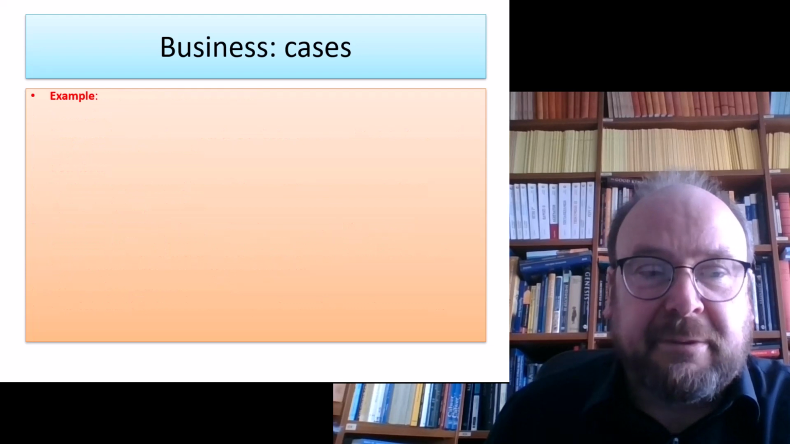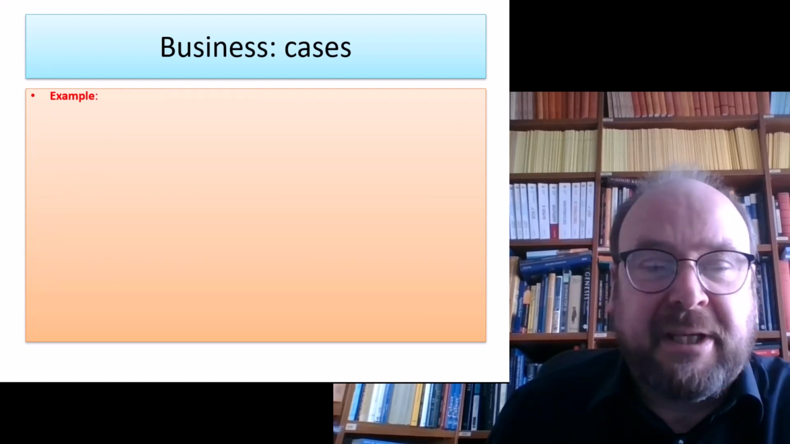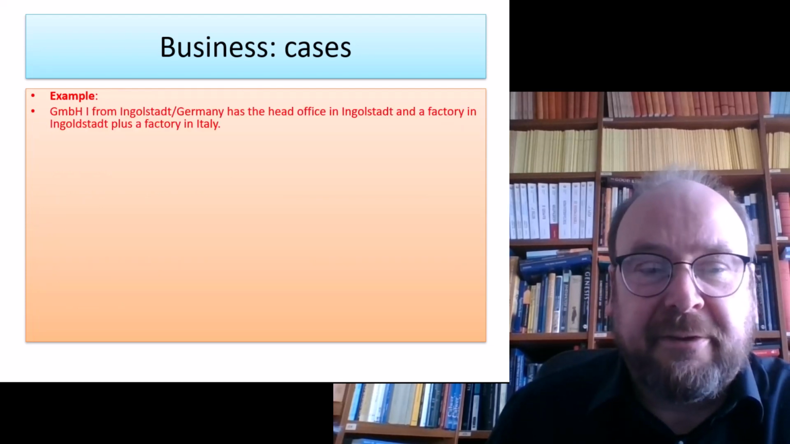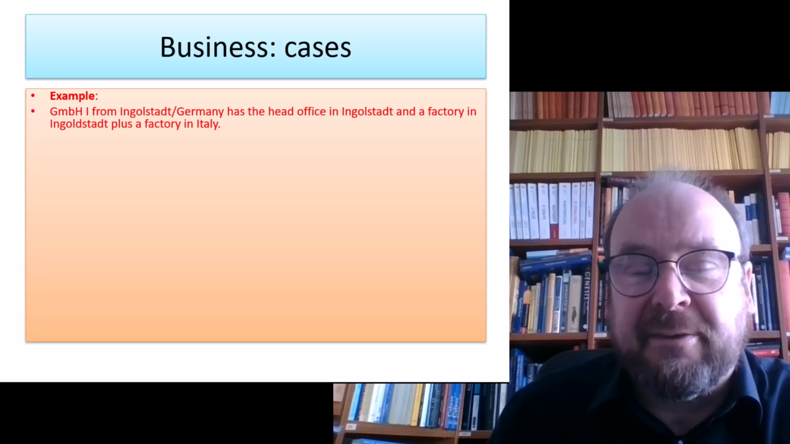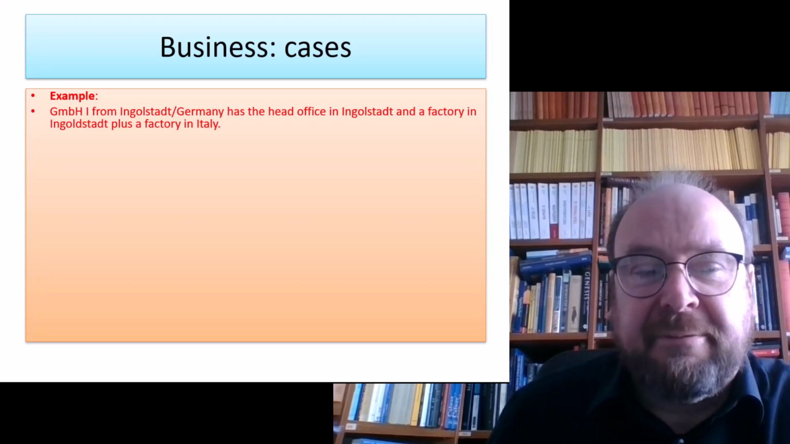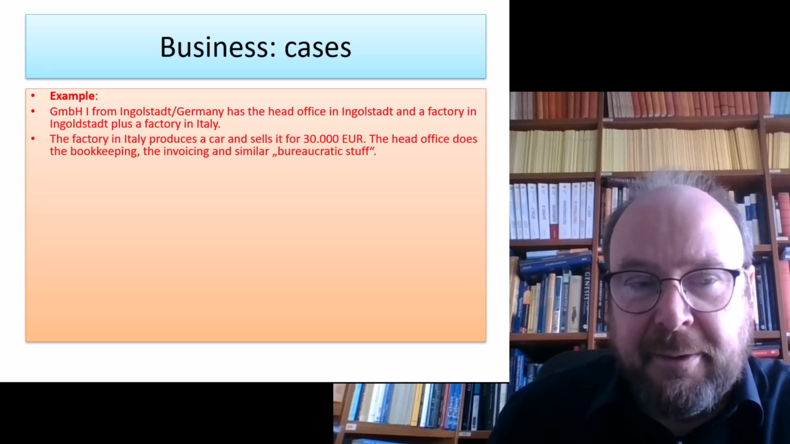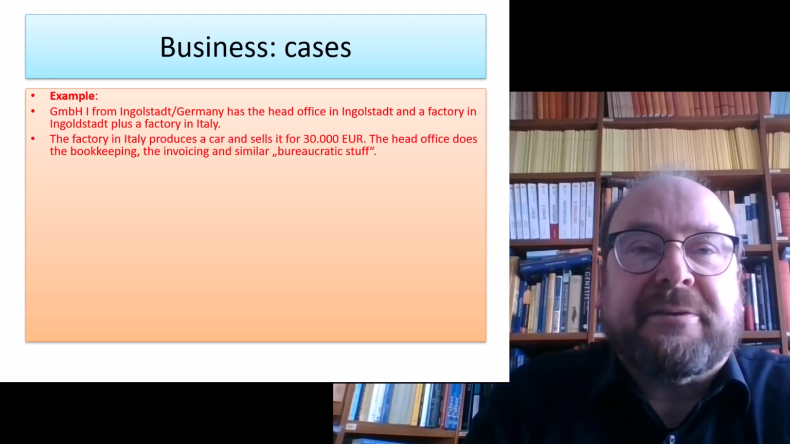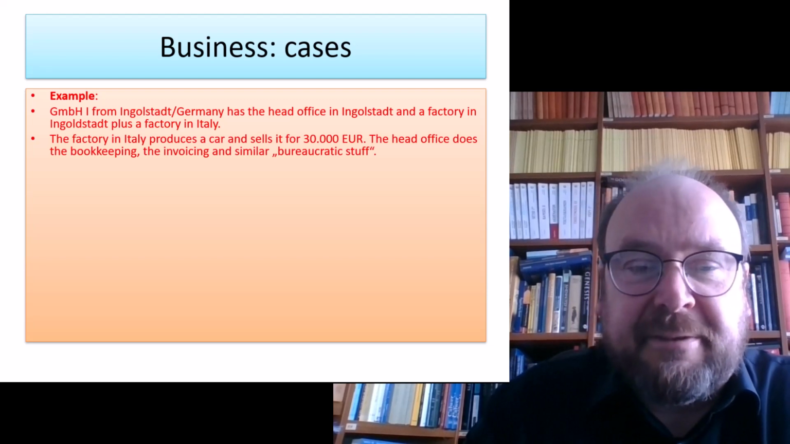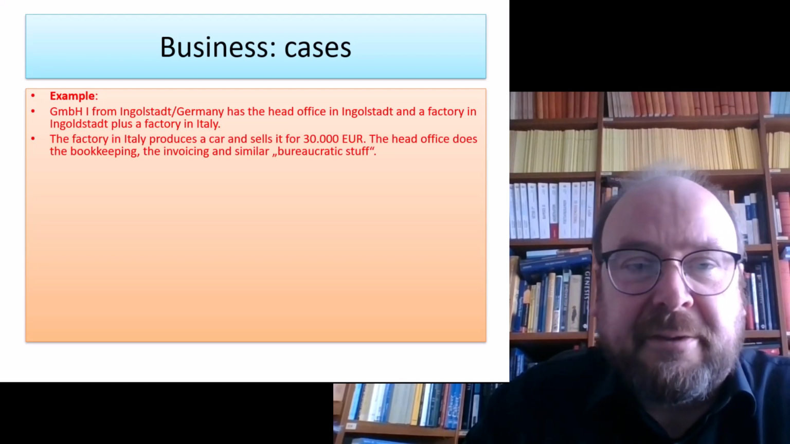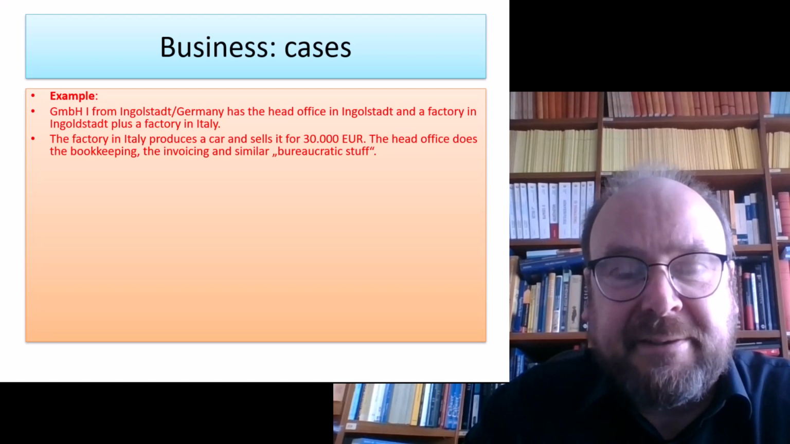Okay, another example. GmbH I from Ingolstadt in Germany has its head office in Ingolstadt and a factory in Ingolstadt plus a factory in Italy. So there are two permanent establishments. Evidently, one is Ingolstadt and the second one is in Italy.